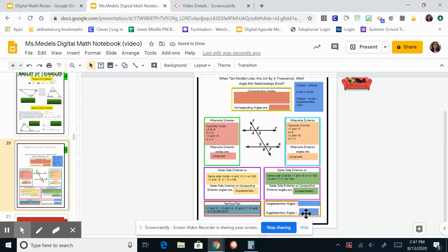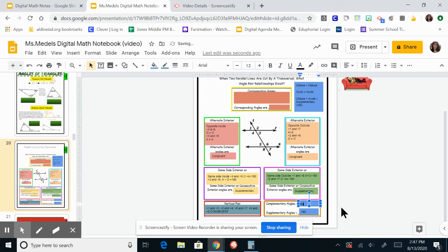And then we've established that supplementary angles are 180. We didn't really talk about complementary angles. We don't really talk too much about them in this unit, but you should know that they are 90 degrees.